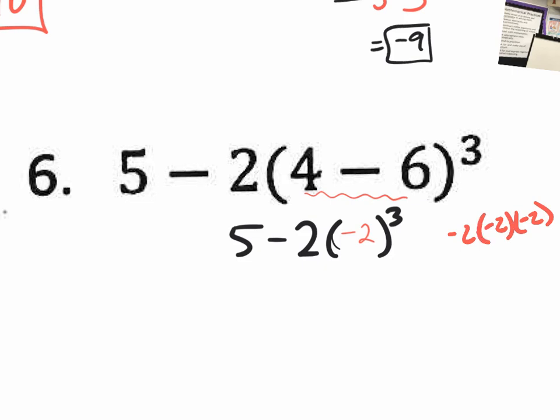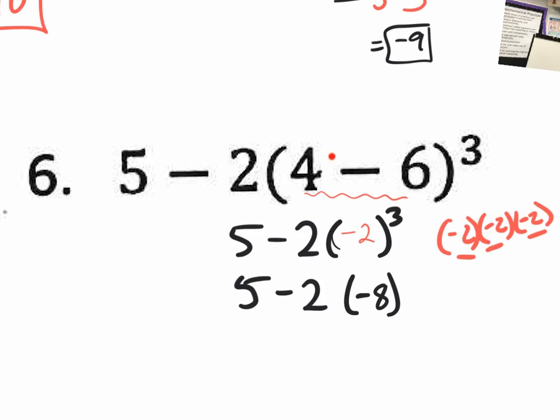Technically, I should have put them in parentheses. So negative 2 times negative 2 is positive 4. Positive 4 times another negative 2 is negative 8. So what I really have here is 5 minus 2, and I want to keep the parentheses, times negative 8. Why am I keeping the parentheses? So I don't make the mistake of thinking it's subtraction. It's still multiplication right there.